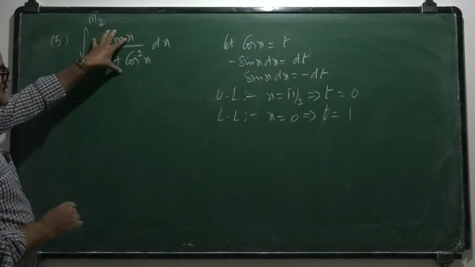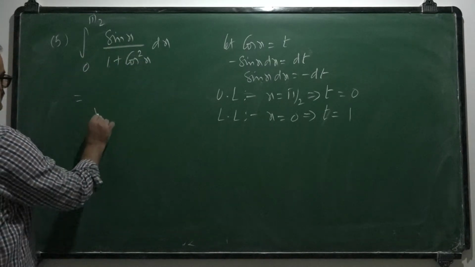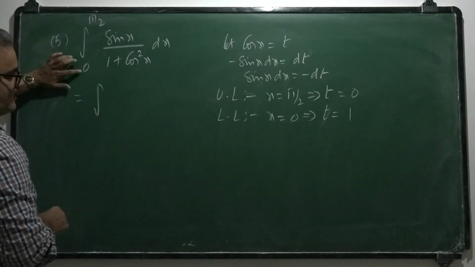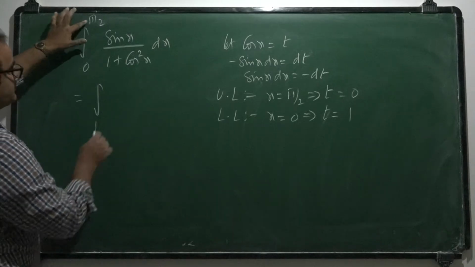Now change this given problem in terms of t. Then you change the limits also. What is the lower limit? t is equal to 1. What is the upper limit? t is equal to 0.